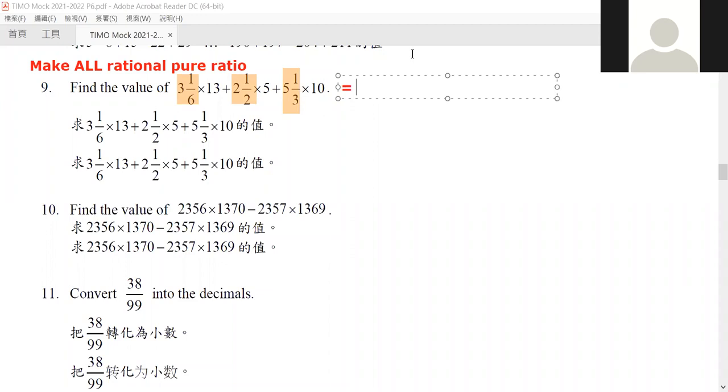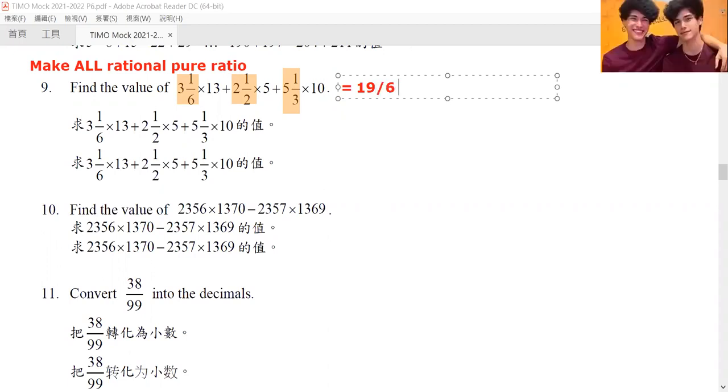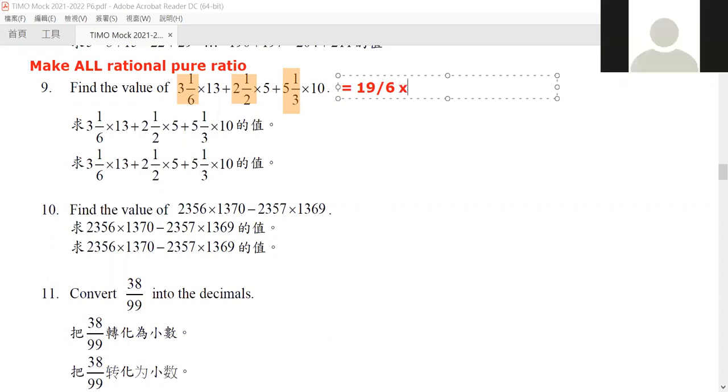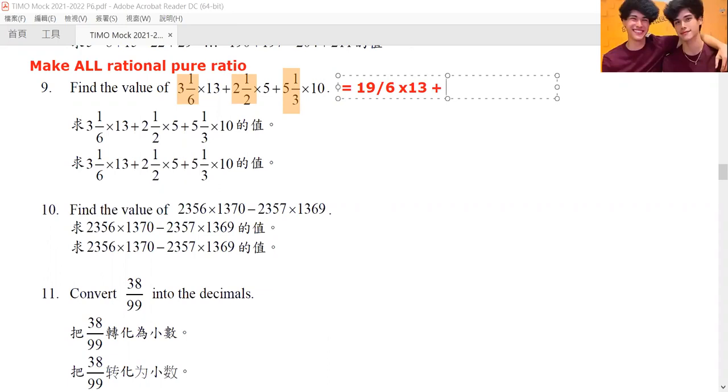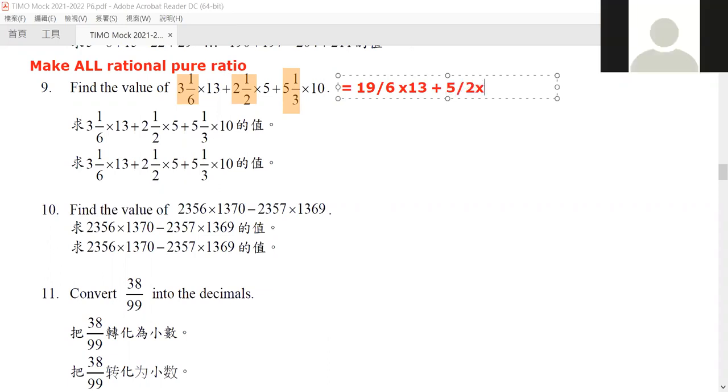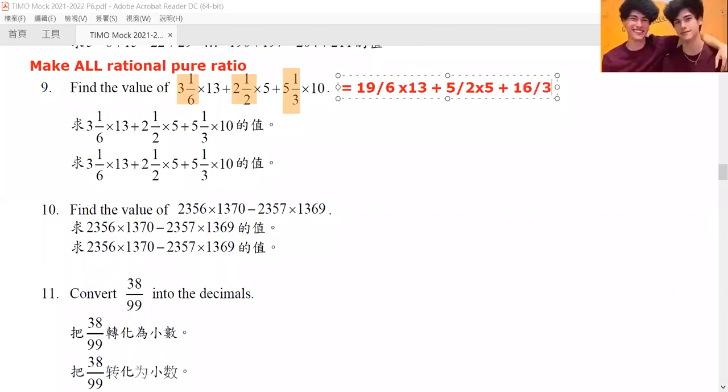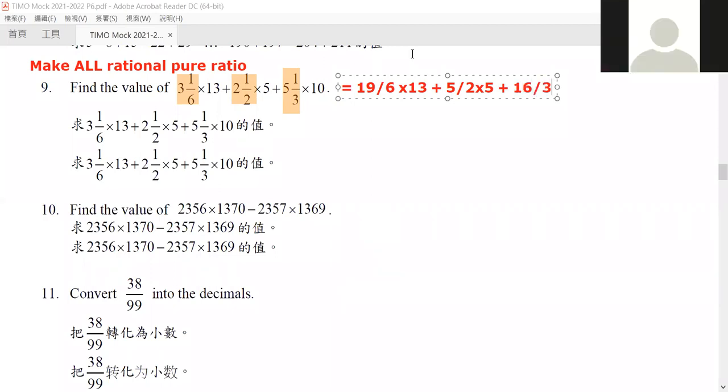So the first term, 3 and 1/6, can be rewritten as 19/6. So it will be 19/6 times 13. The second term, plus 5/2, over 2 times 5. And finally, the final term, it will be 16/3 times 10. If you would like to answer any more of this question, you may want to answer it in the chat room.